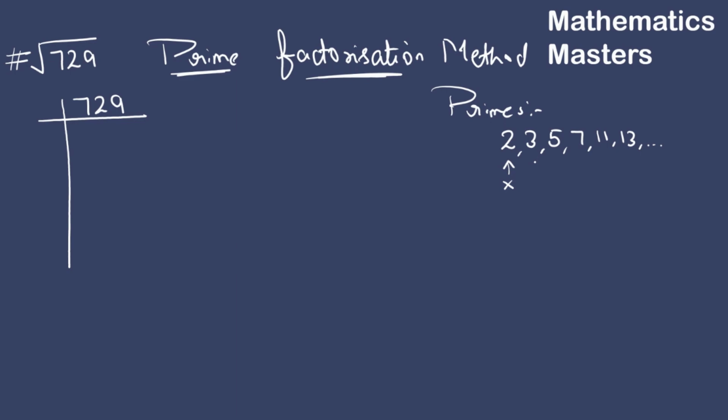Let's move to the next prime number, which is 3. Is 729 divisible by 3? Well, yes. How do I know? I'll add the digits up. The sum is 18 and 18 is divisible by 3. So 729 is divisible by 3. I write the 3 over here and I divide 729 by 3.